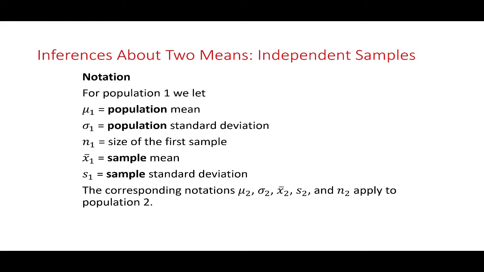So this is the notation we're going to use. Mu1 is the population mean for the first population, sigma 1 is the population standard deviation for the first, n1 is the sample size, x1 bar is the sample mean, and s1 is the sample standard deviation. We're going to use very similar notation for the second population.